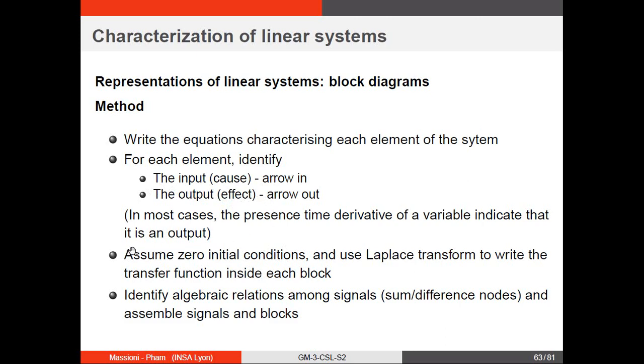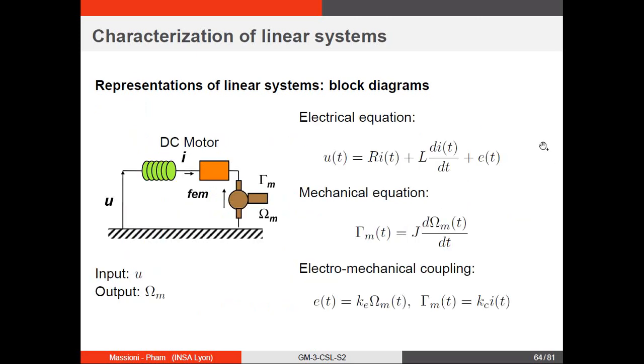So if we assume zero initial condition and use Laplace transform, then we just write the transfer function inside each box. And then there might be algebraic relation among signals which have to be sorted out by using the nodes. So let's see some example which I hope clarifies the thing, and then also you have several examples which you can do in the tutorials with the solution.